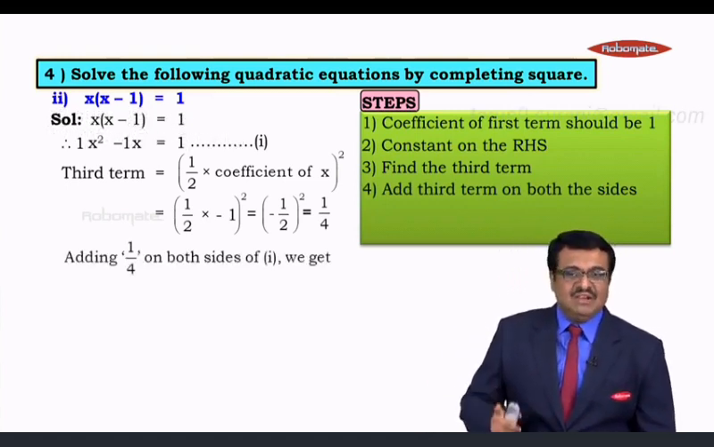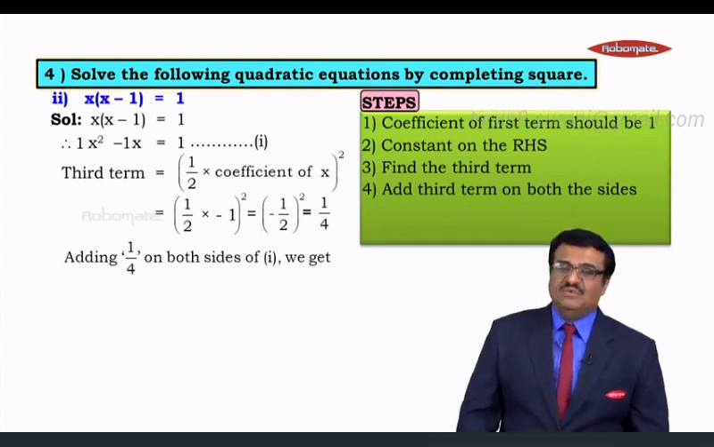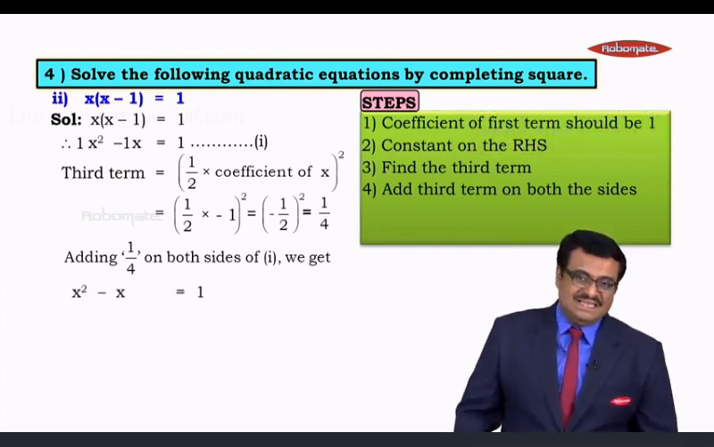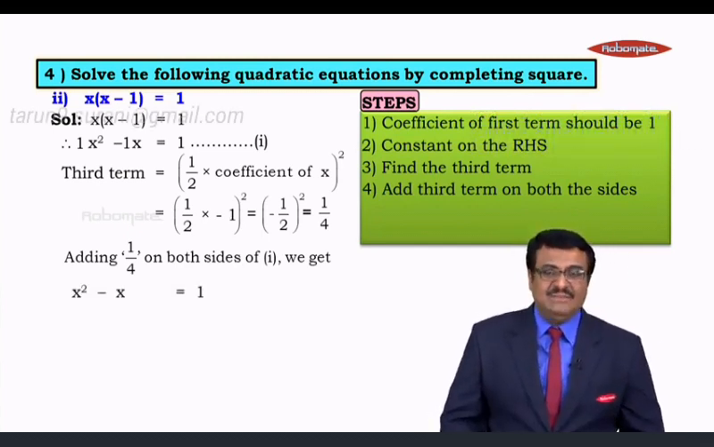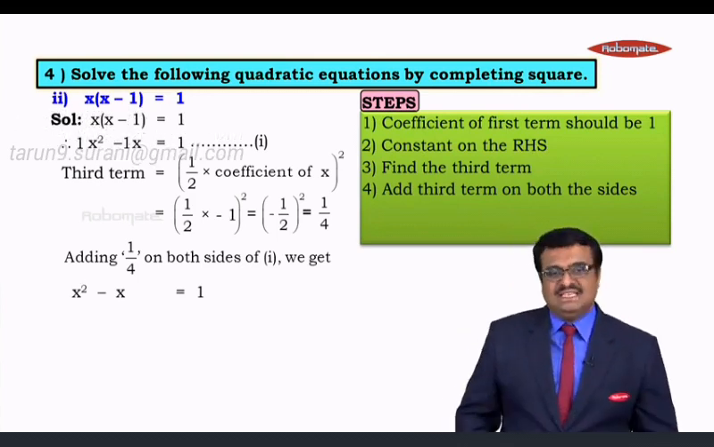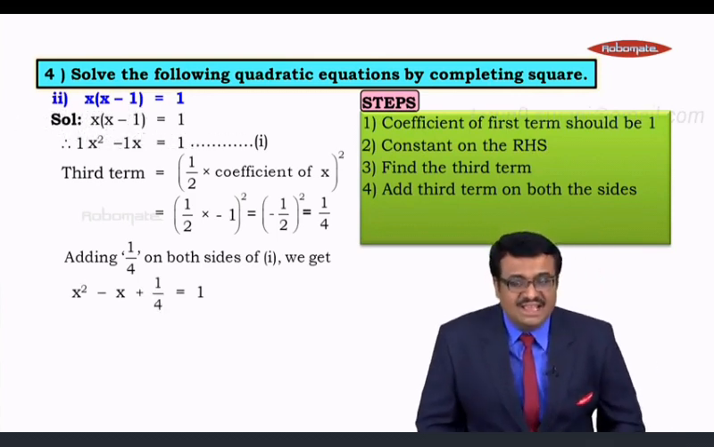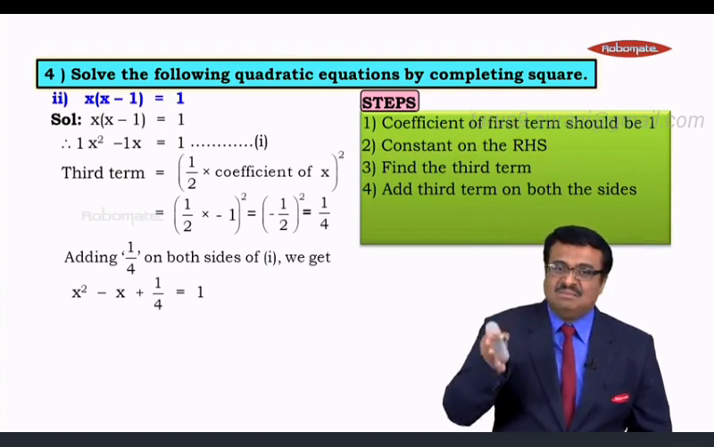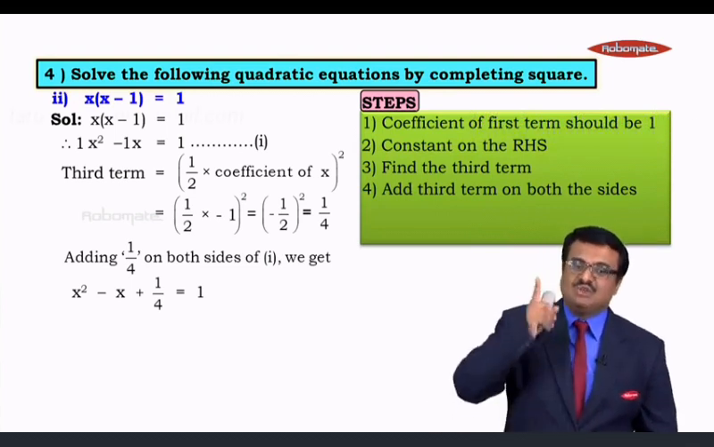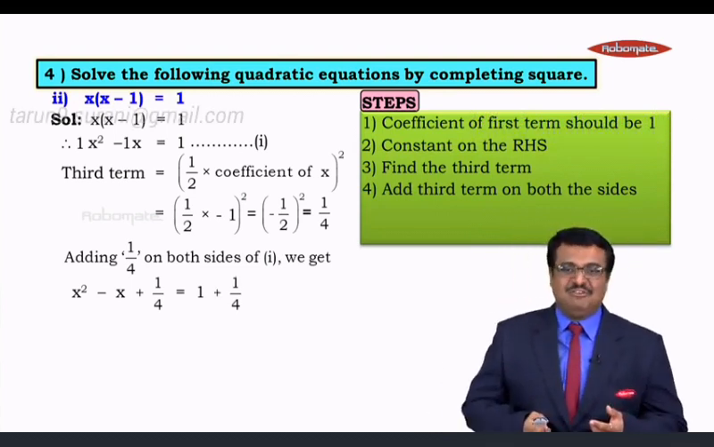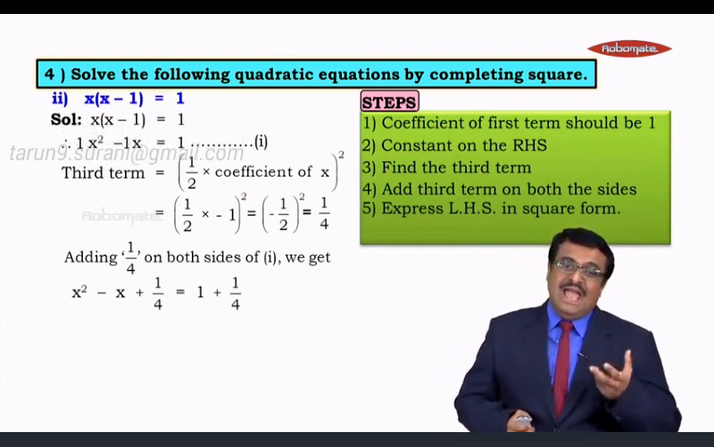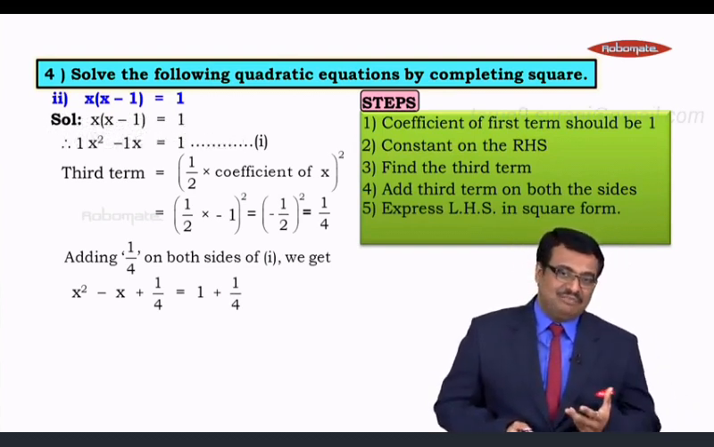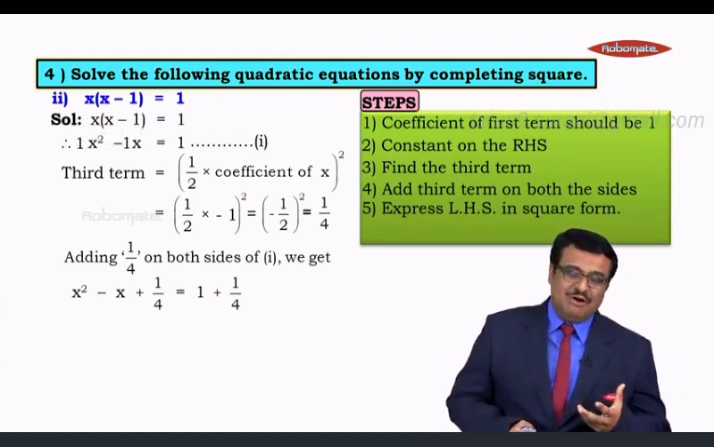So add this third term on both the sides of this equation 1. So what you get, adding 1 by 4 on both the sides of 1, we get x square minus x is equal to 1. Is that equation number 1? Let us add 1 by 4 on both the sides. If you add 1 by 4 on both the sides, what you get is x square minus x plus 1 by 4 is equal to 1 plus 1 by 4. Right? Now, express the LHS in the square form.